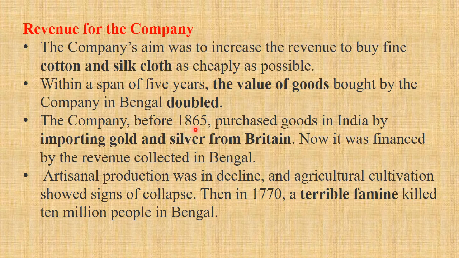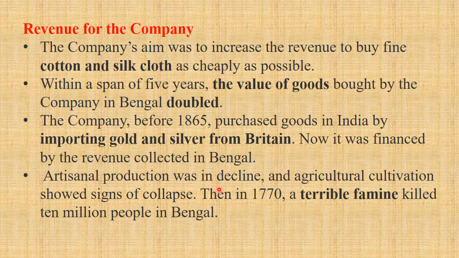Then next, before 1865 the company purchased goods from India by importing gold and silver from Britain. They would bring gold and silver from Britain to India, purchase goods from India and move them to their country. This was financed by the revenue collected in Bengal, the tax amount they collected from Bengal.